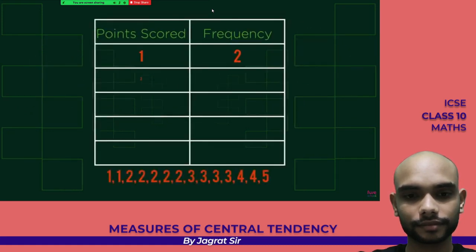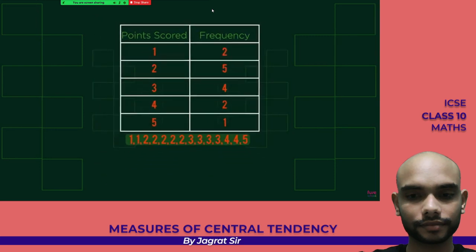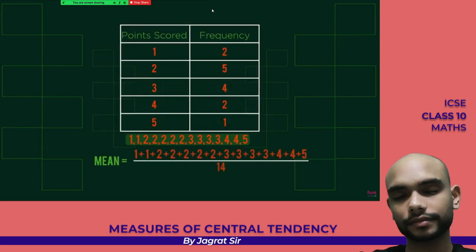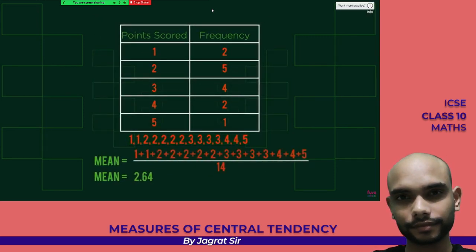Finding the mean from a frequency table takes a little more consideration than finding the mean from a basic list of data. Consider this frequency table, showing the data for points scored in a game. By understanding that the frequency says that score 1 occurred 2 times, score 2 occurred 5 times, etc., we can imagine the data forming a list like this. We can then simply add and divide by the number of values.